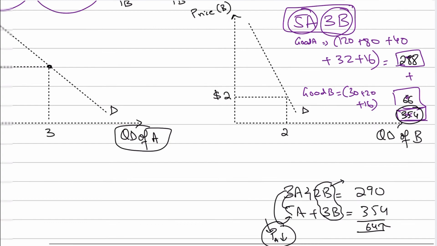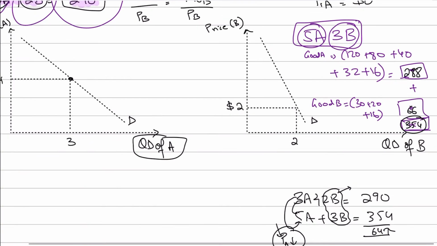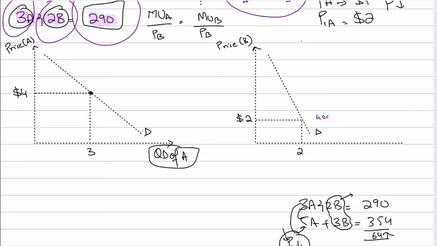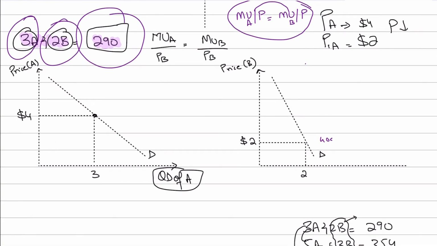So if I was to actually draw this on a diagram, I am saying that the price of good A goes down.